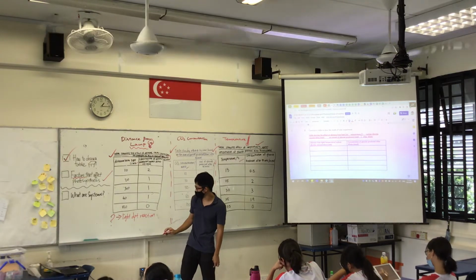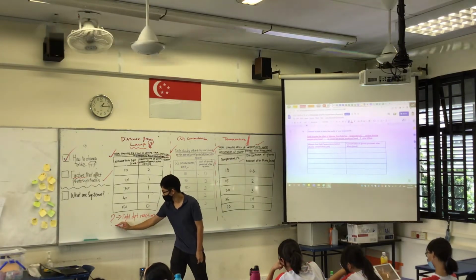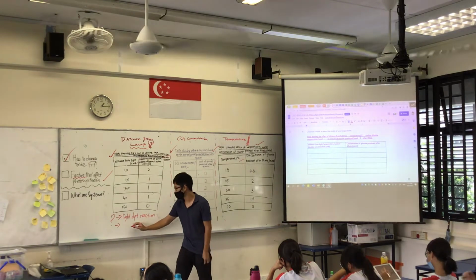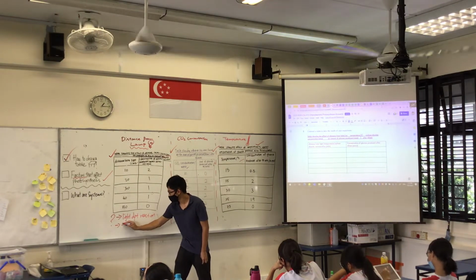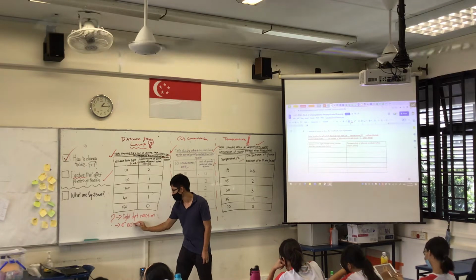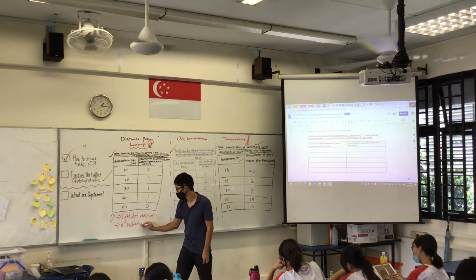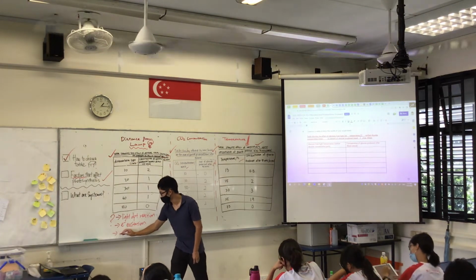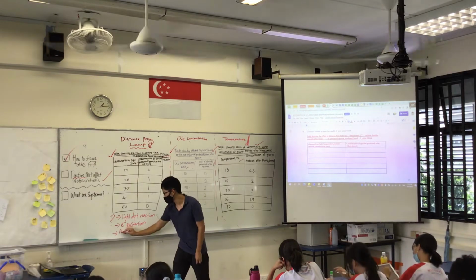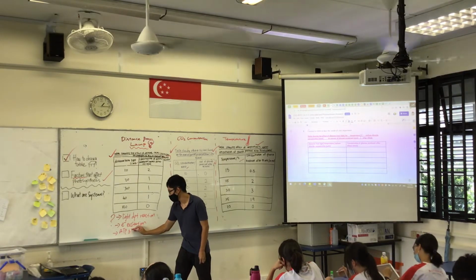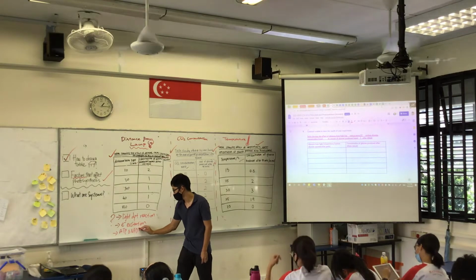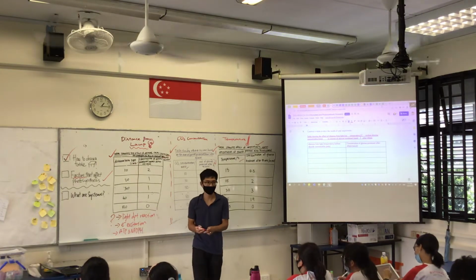Okay, light-dependent reaction. Some words you could use: you could bring in how electron excitation is affected. You can also bring in the idea that less ATP and NADPH will be produced.